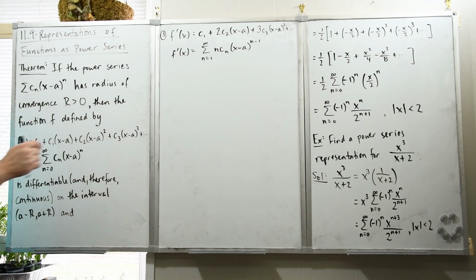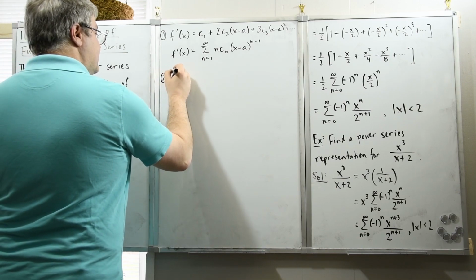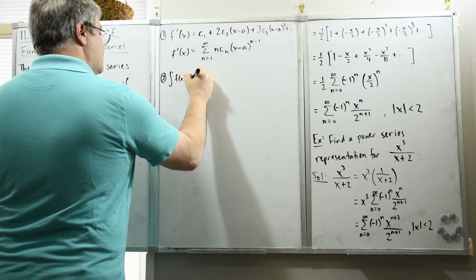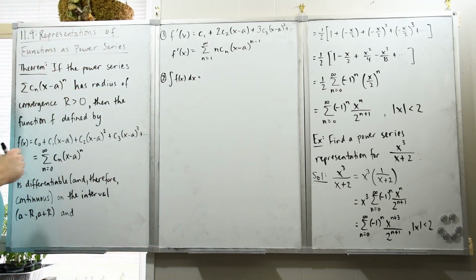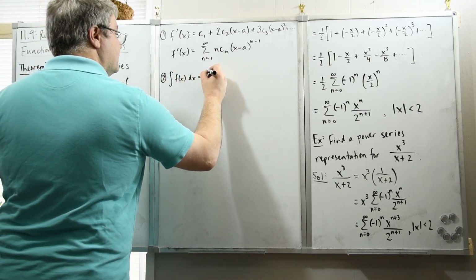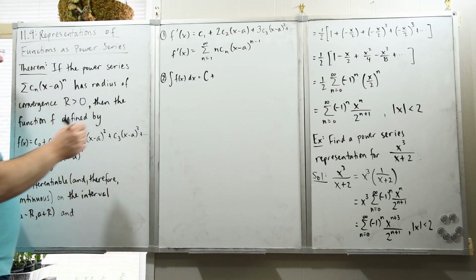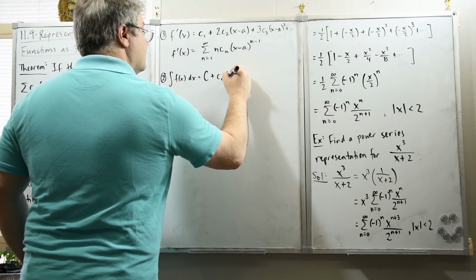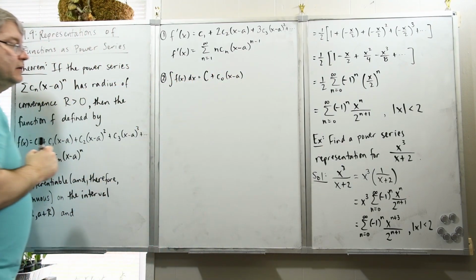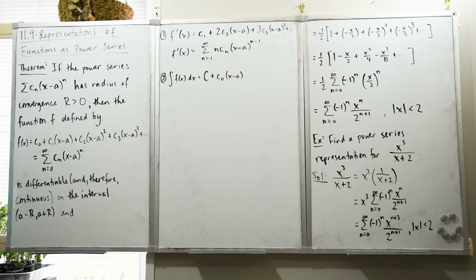Now the second thing we would have is the ability to integrate f. So if we take the integral of f of x dx, then we're going to have our arbitrary constant c. And then we'll have our c sub 0 times x minus a. We'll also have a c sub 1 times x minus a squared divided by 2.